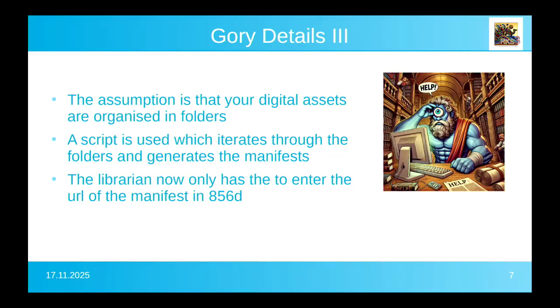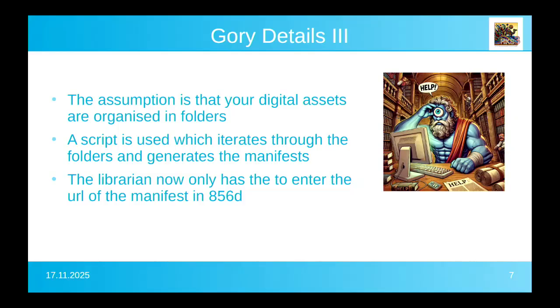So, what are the assumptions to use this? You have your digital assets in a folder-like structure. We have a script, which is included in the plugin, which iterates through these image folders and creates a manifest with the information you have about the files. Like I said, the resolution or whatever additional information is provided there. So a script iterates through the image folders, creates base manifests. Okay?